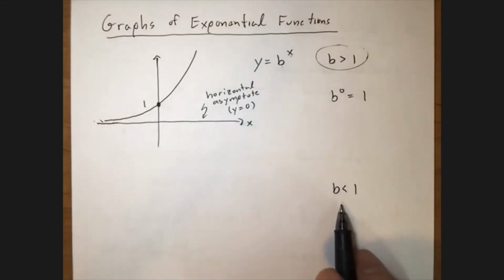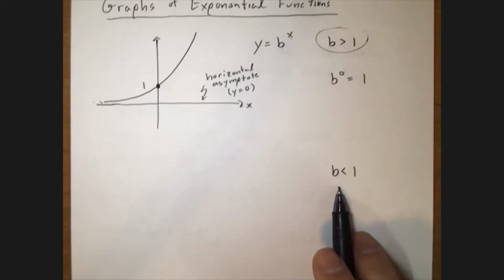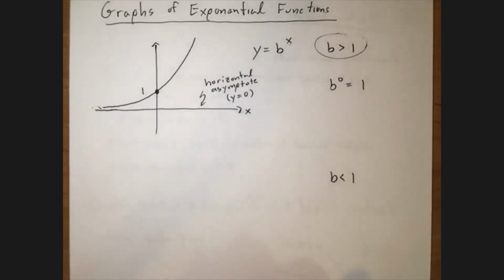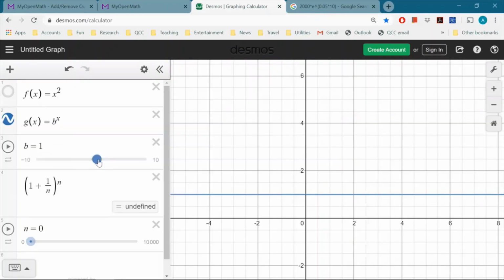Now, what's the situation when b is less than 1? Actually, maybe we should just go back to the computer and take a look. And I'm going to look at different values for b here. So here's what it looks like when b is 2. If I make b bigger, what's going to happen? Well, the graph gets steeper. And that should make sense, because you're raising larger numbers to a power, you should get even bigger numbers, right? So you can see as b gets large, it gets steeper and steeper.